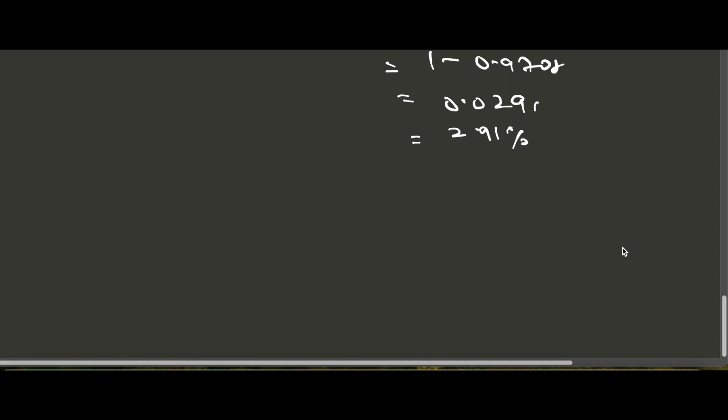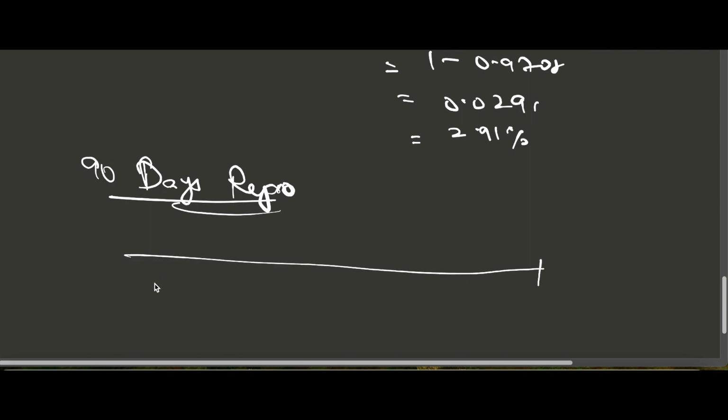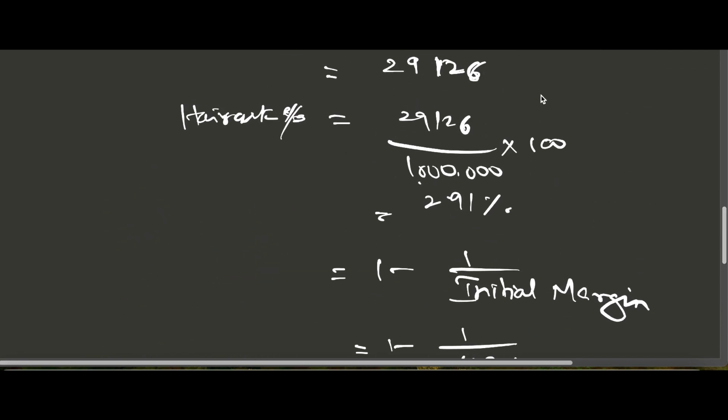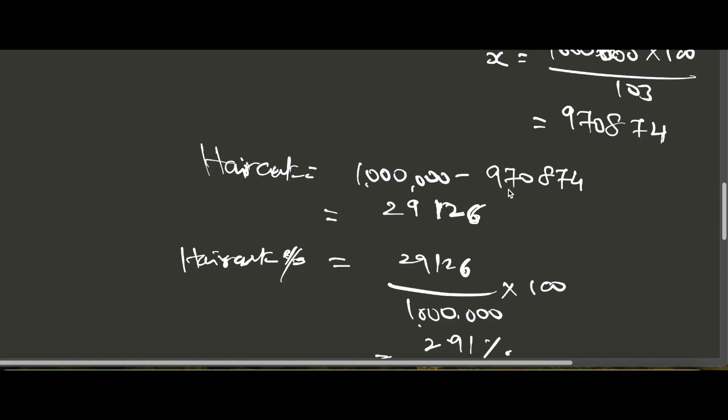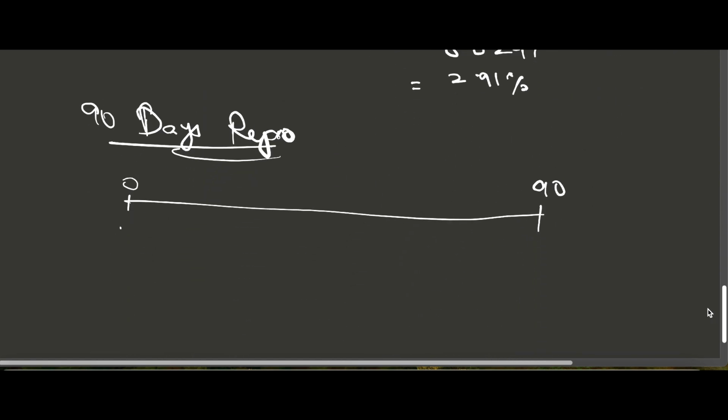Okay, so now where is collateral management coming into the picture? Let's say it is a 90-day repo, because repos are for short term, right? So it is a money market instrument where the borrower is borrowing and agreeing to repay within 1 year. So let's say this is a 90-day repo. So this is 0 to 90 days, and he has borrowed 970,874.